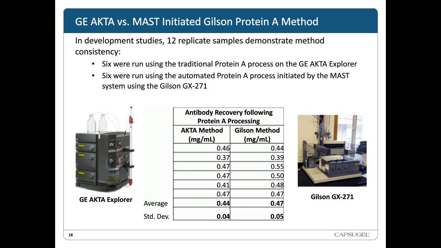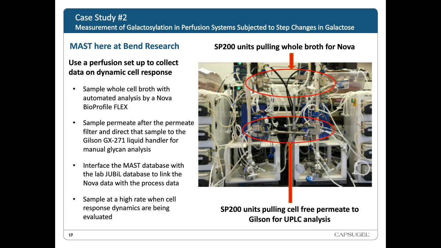The second case study is some work we did here in our labs. We have a measurement of the galactosylation in perfusion systems subjected to step changes in galactose. The idea here is we used a perfusion setup to collect data on dynamic cell response. And this gets back to what I talked about earlier about understanding the cell state. So first, we collected whole broth samples for automated analysis by the Nova BioProfile FLEX.